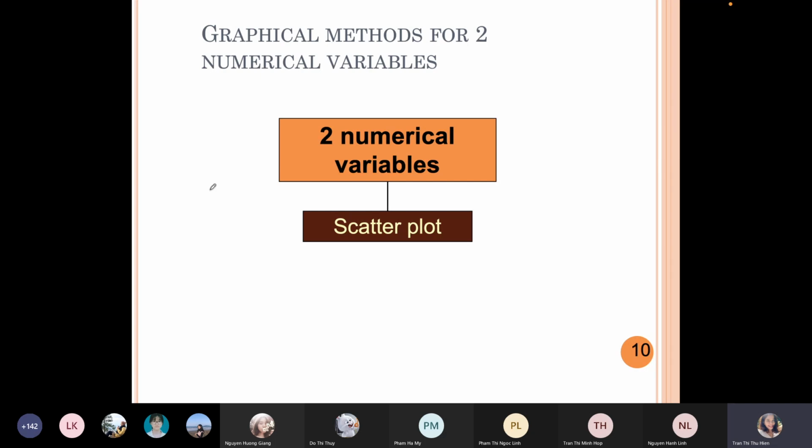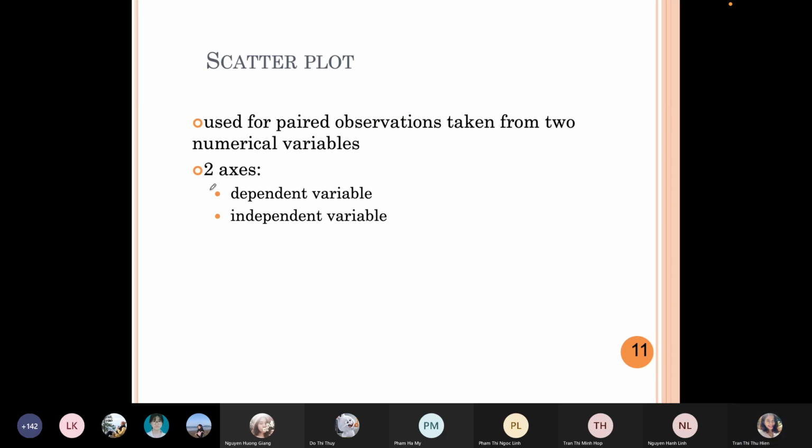One more way to present your data is a scatter plot. So what is a scatter plot? A scatter plot is used for paired observations. I mean two observations taken from two numerical variables. For the two axes, we have a dependent variable and an independent variable. But in this lecture, we do not focus on which one is dependent and which one is independent. We will discuss that in the lectures on linear equations. Okay.